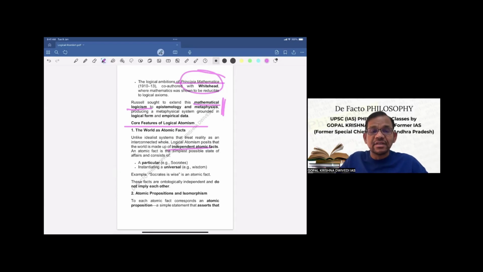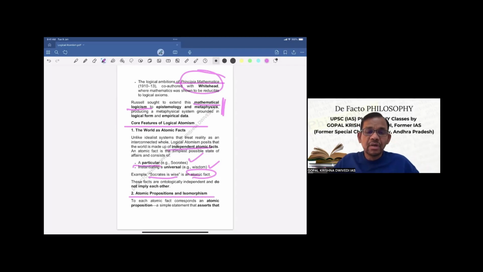An atomic fact is the simplest possible state of affairs. Atomic facts consist of two things: one, particular; another, universal. A particular is a name, an individual, or an item. A universal is some quality or characteristic. For example, Socrates is a particular and wisdom is a universal. So if it is said that Socrates is wise, this is an atomic fact for Russell. These facts are ontologically independent and do not imply each other. All atomic facts are independent of each other. That is what Russell said.